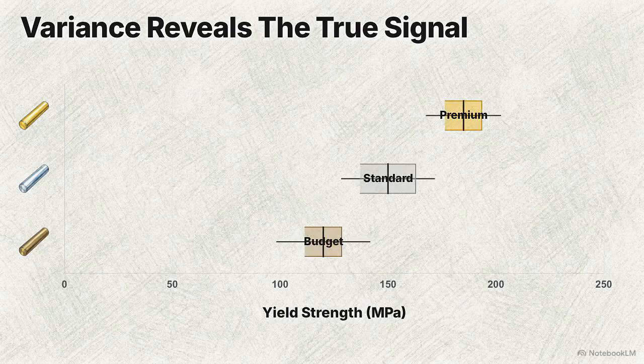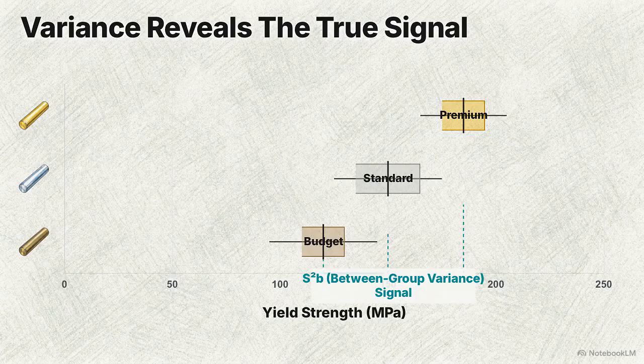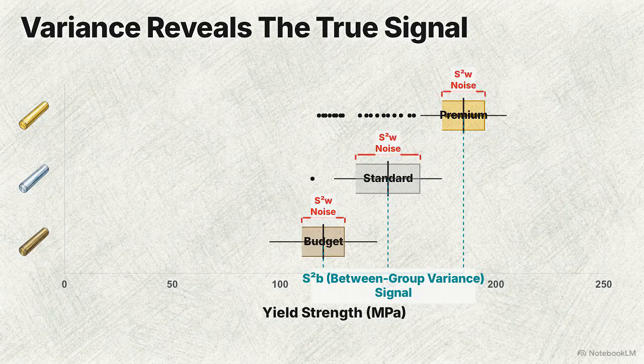Instead of just looking at raw averages, we need to visualize the shape and spread of the data using box and whisker plots. First, look at the distance between the averages of the 3 groups. This spread is our actionable signal. It represents the variance between the groups. Next, look at the width of the individual boxes themselves. This represents the messy, natural variation inside each supplier's own batch. This is our noise, the variance within the groups.